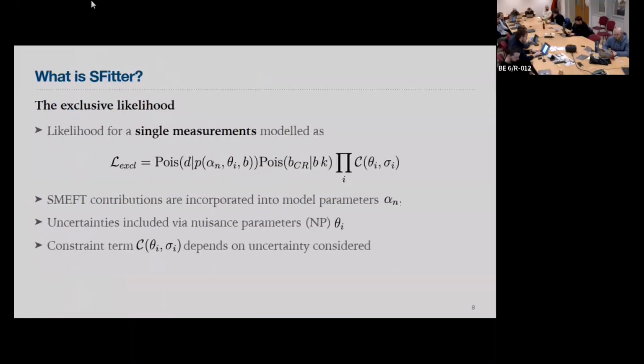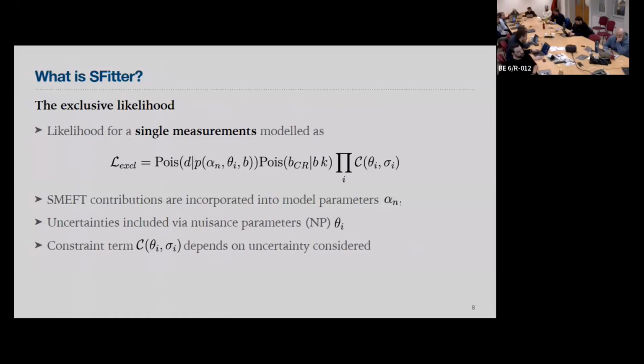For all of these statistical analyses, we naturally need to construct a likelihood. As you can see, the exclusive likelihood we work with is simply the product of the Poisson terms giving the probability of the measured data matching our prediction with the model parameters alpha, which are going to be the Wilson coefficients of our standard model effective field theory, and these nuisance parameters theta, which are going to be the uncertainties we're going to look at later. Obviously this is also going to depend on a background measurement B, which is why the second term comes in, where we need to take into account that the background was measured in some kind of control region and then extrapolated into the region of interest.